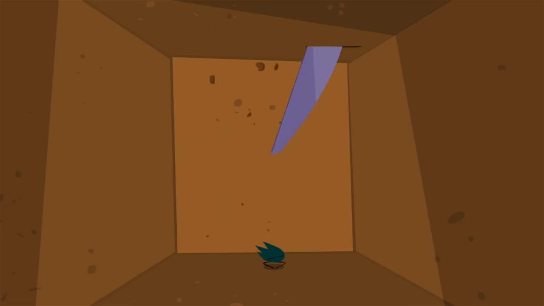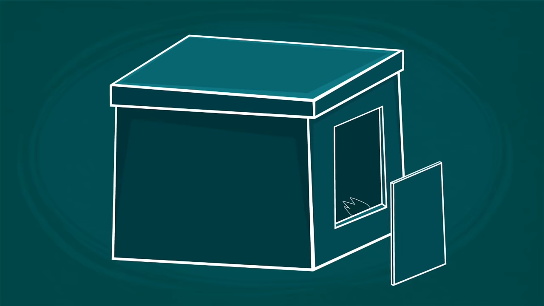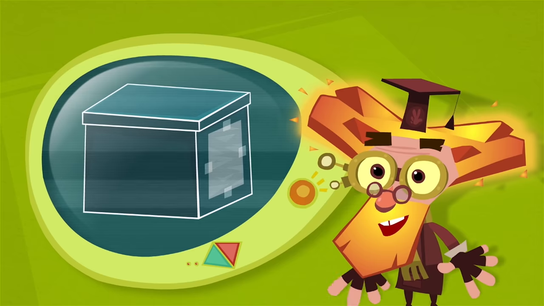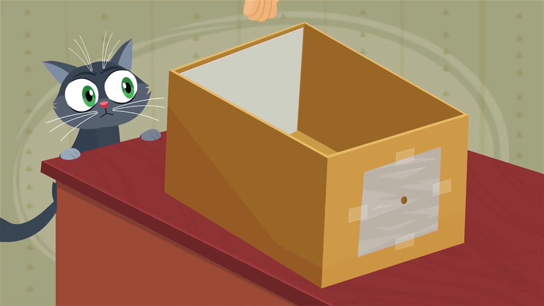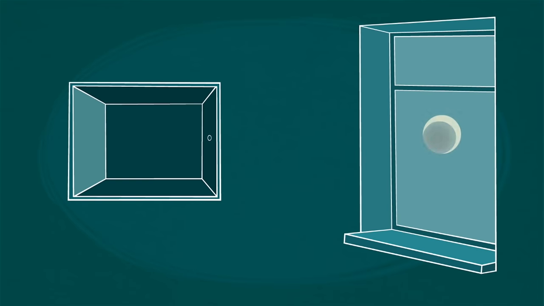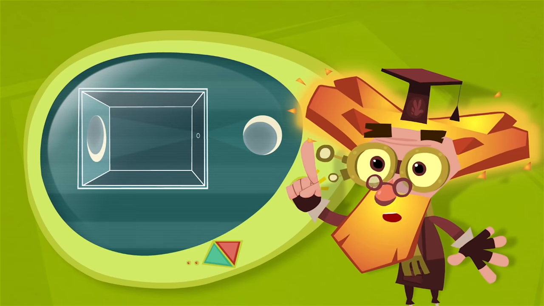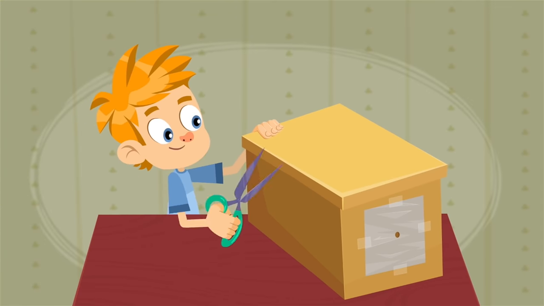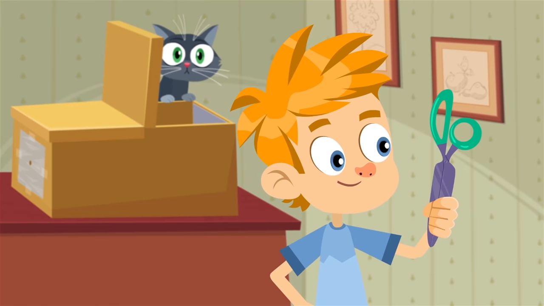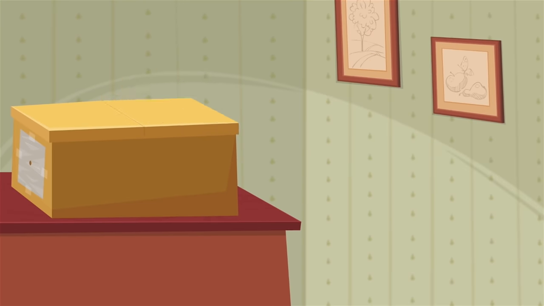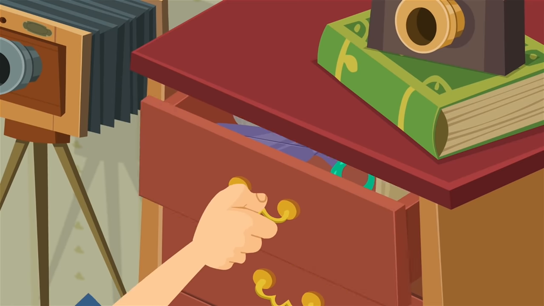Cut out a small square on one side of a box, cover it with aluminum foil, and poke a little hole in the center of it. Put a sheet of paper on the opposite side. The light will pass through the hole and shine through the darkness. And on that screen, you'll see the eclipse. Only it will appear upside down. To see it, you'll need to look at it from above. But make sure not to let extra light in. Beautiful. And remember to be careful with those scissors.